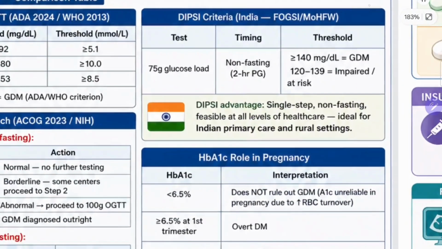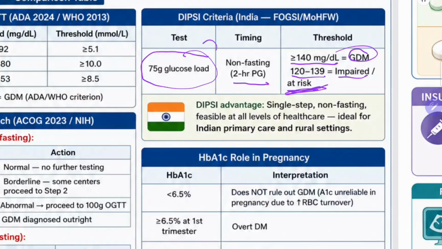So what is the Indian criterion? The Indian one is very easy. No fasting is required. Just give 75 gram of glucose load. You check the 2 hour plasma glucose. If it is more than 140, then GDM is diagnosed. If it is less than 140 but more than 120, then it is impaired and at risk. At risk, you should repeat the test at 24 to 28 weeks. What is the advantage of DIPSI? Single step, non-fasting, feasible at all levels of healthcare, ideal for Indian primary care and rural settings.